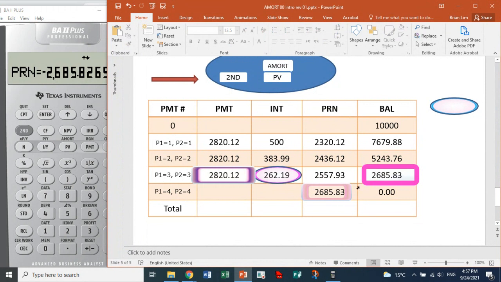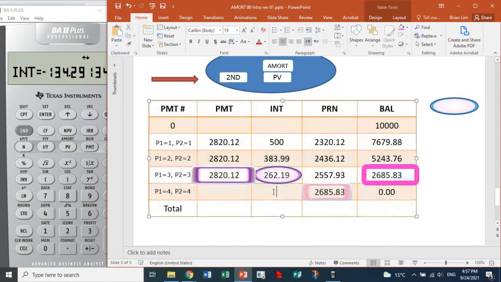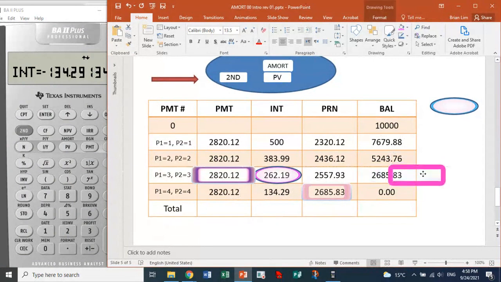Okay, so there you are. All right, this number has to correspond to that number because it's the last payment. We have to pay off the debt. Okay, the amount of interest paid is 134.29. Okay, and over here, if we add those two numbers, we should get 2820.12.